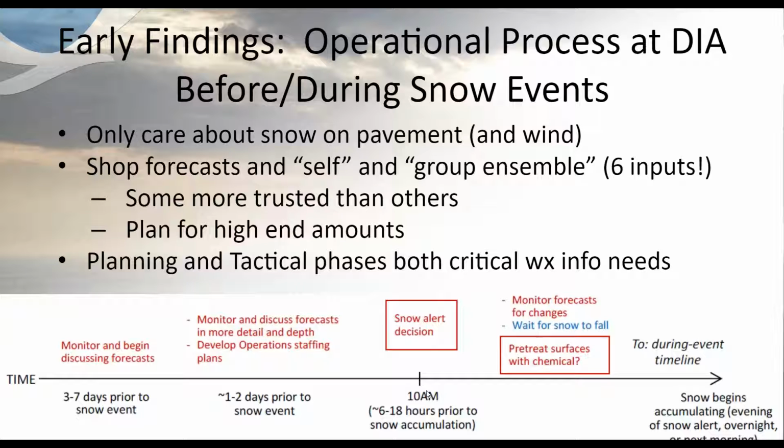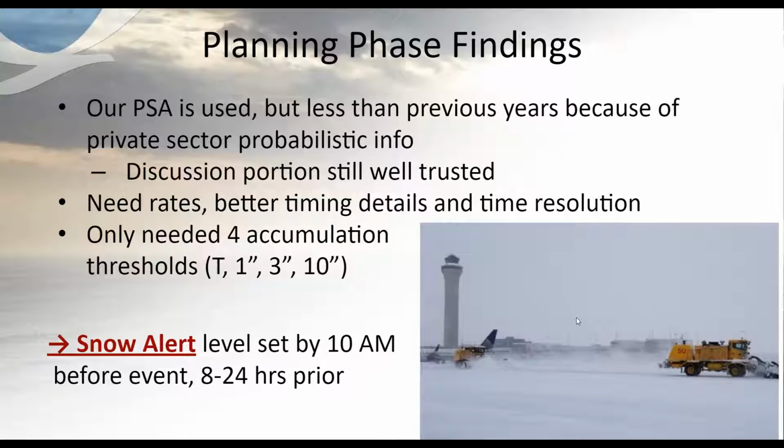decision point. And then after that snow alert decision is made on how much to staff up, how much overtime to bring, they just kind of monitor the forecast, look for changes, and then they wait for the first flakes to fall. They make pre-treating decisions then as well, depending on pavement temps and those types of things. Then snow begins and they enter the tactical phase. So what are the key things from the planning phase?